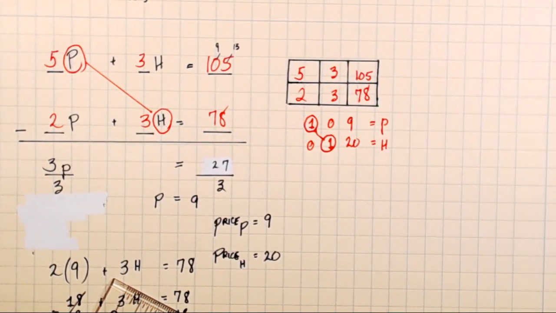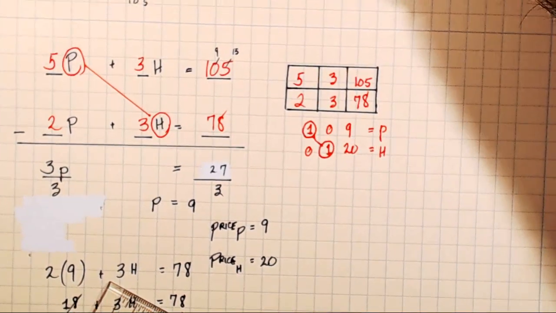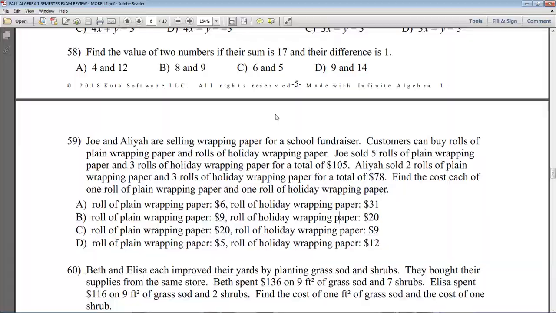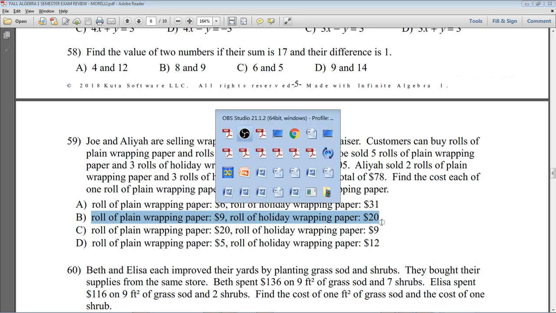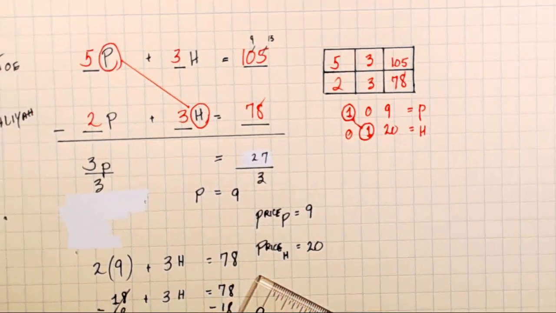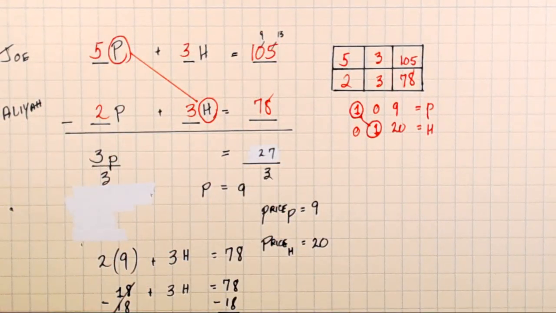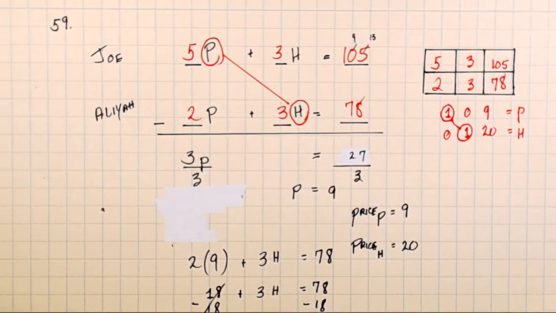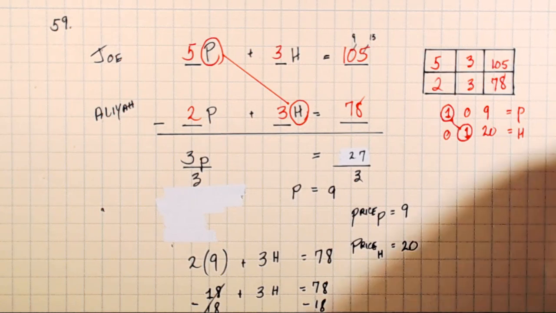Okay, so if we compare this to our answer choices, the answer choice is B. Roll of plain wrapping paper, $9. Roll of holiday wrapping paper, $20. So I thought I would do a couple of those systems problems because setting them up is a pain, and as you can see, even math teachers make mistakes. So that is number 59, and we'll stop it there because we're past the second hour mark for this tutorial, and we'll come back and do the third section.